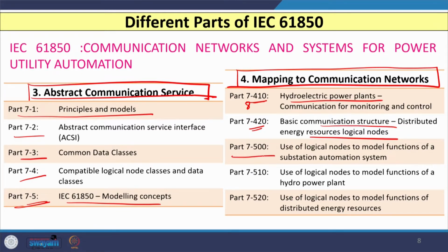In part 7-500, how we can use the logical nodes to model the functions of a substation automation system is also discussed. In 7-510, the use of logical nodes to model functions of a hydropower plant is mentioned, and in 7-520, how we can use the logical nodes to model the functions of distributed energy resources is also mentioned.